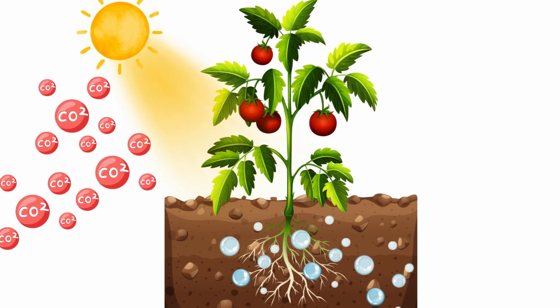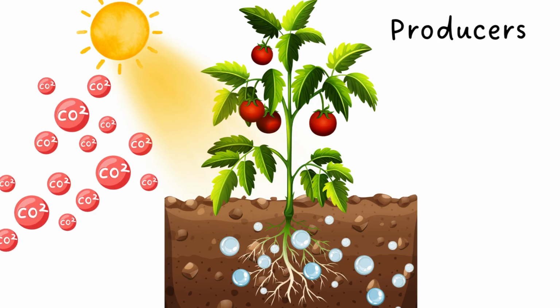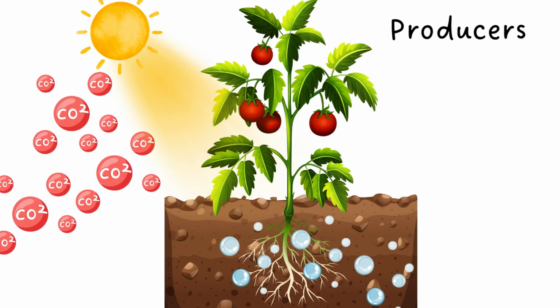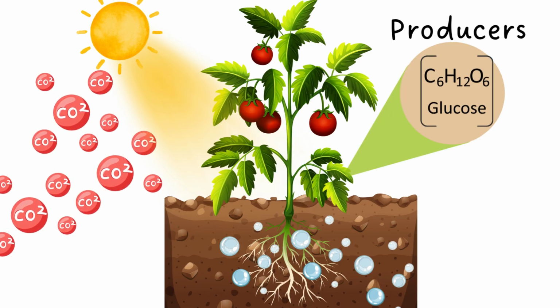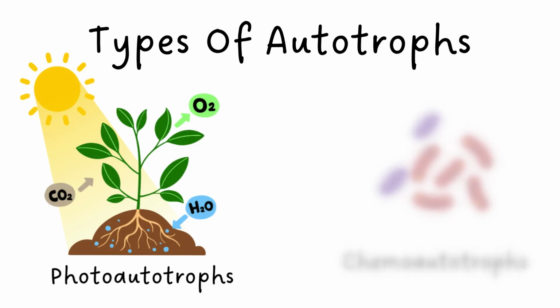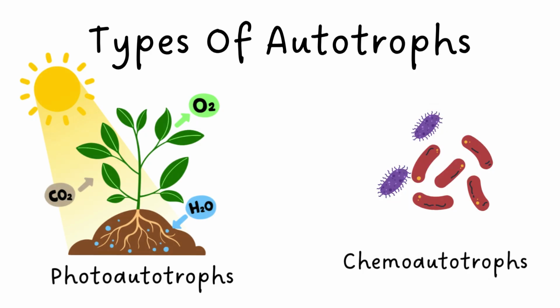They are the primary producers in any ecosystem. They form the base of every food chain. They are capable of creating complex organic compounds like glucose and sugars from simple inorganic ones. Autotrophs can be grouped into two major types. We have the photoautotrophs and the chemoautotrophs or the chemosynthesizers.